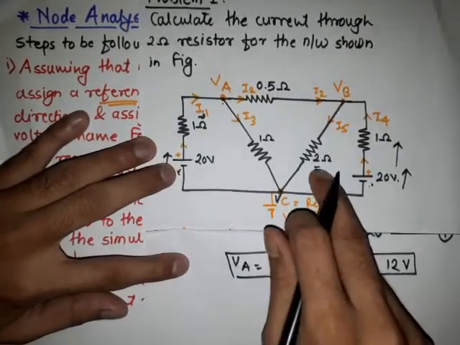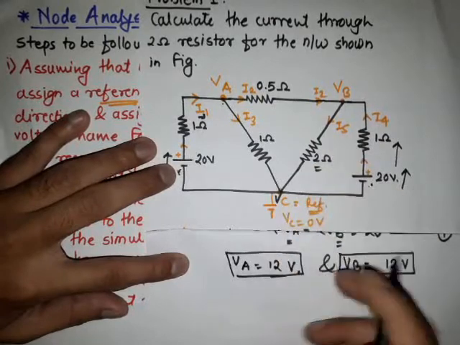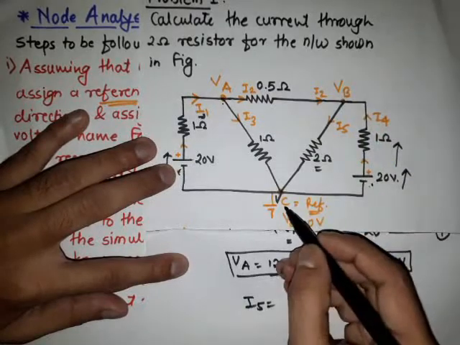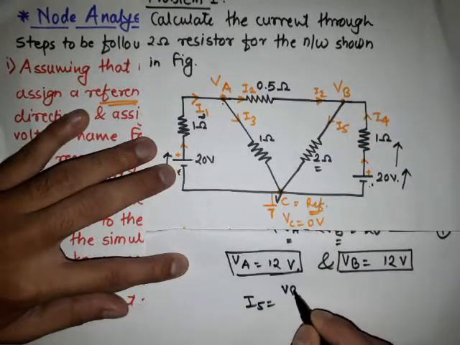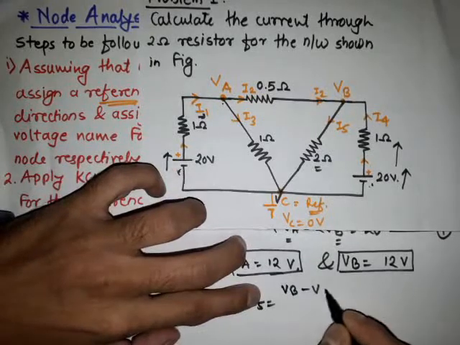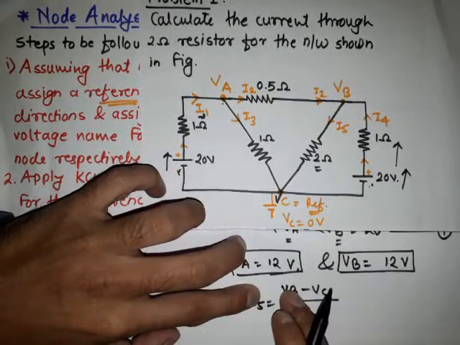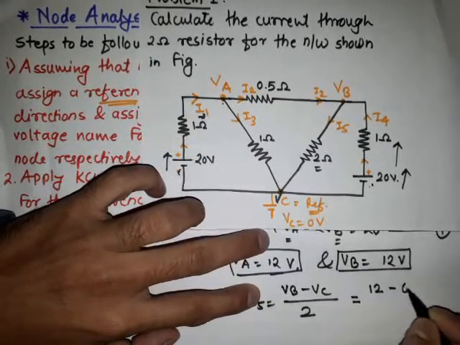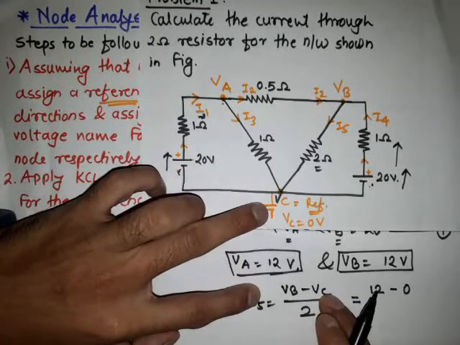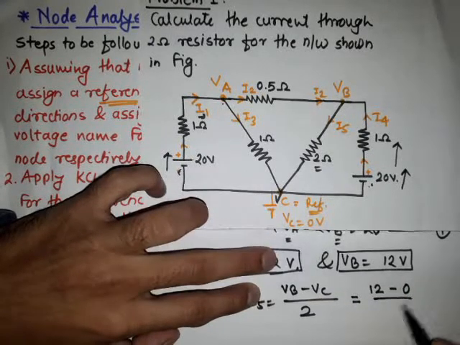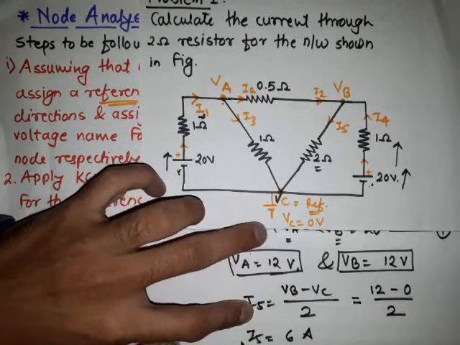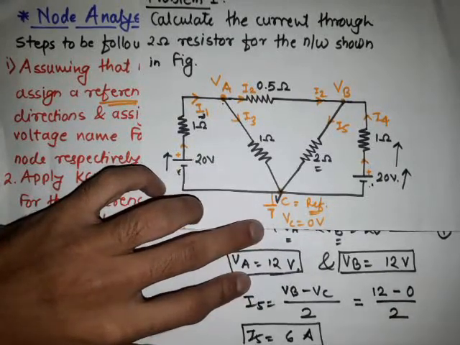Through the 2 ohm resistance the current I5 is flowing, and I5 is equal to VB minus VC divided by 2. We know the voltage VB is 12 volt. So it is 12 minus 0, because VC is the reference voltage, so it is 0, divided by 2, which is 12 upon 2, equal to 6 ampere. That means the current through the 2 ohm resistor is 6 ampere.